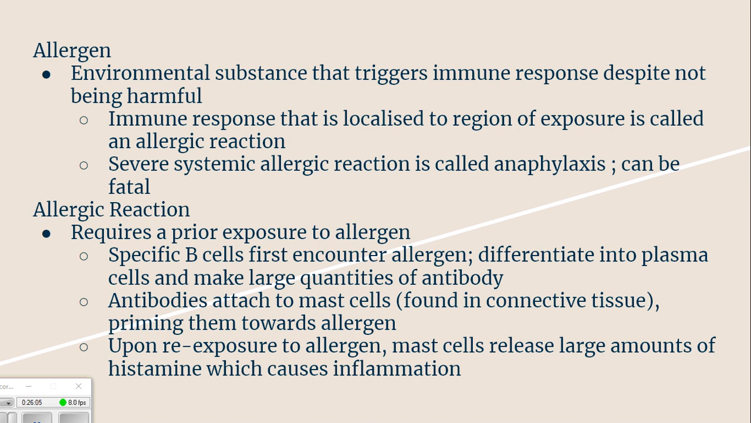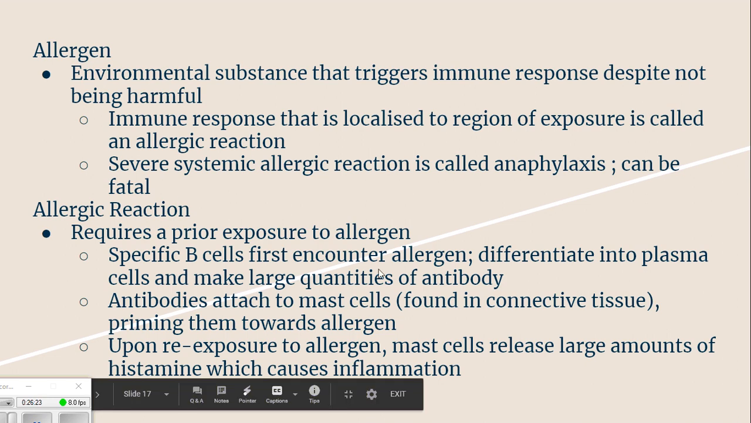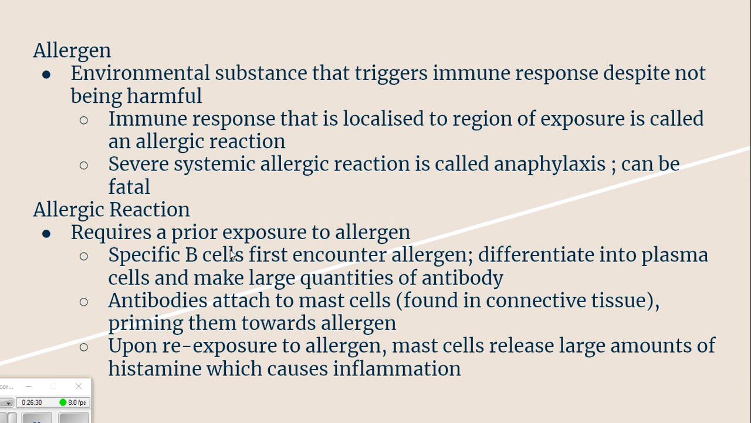So with an allergic reaction, it does require a prior exposure to an allergen, and specific B cells first encounter the allergen, differentiate into plasma cells, and make large quantities of antibody, a typical immune response. The antibodies attach to a particular type of immune cell called a mast cell, which is found in the connective tissues, priming them towards the allergen. So the antibodies attach to the cell surface of the mast cells. The mast cells sit in that connective tissue, and they basically wait for antigen to attach to those antibodies.